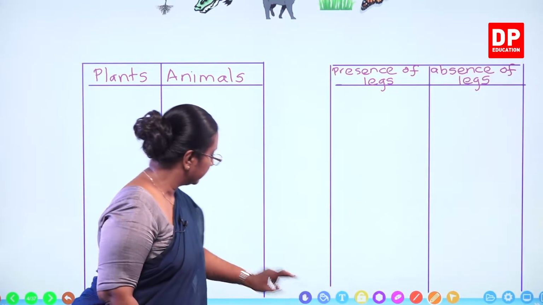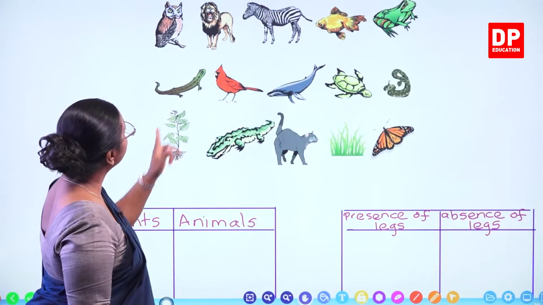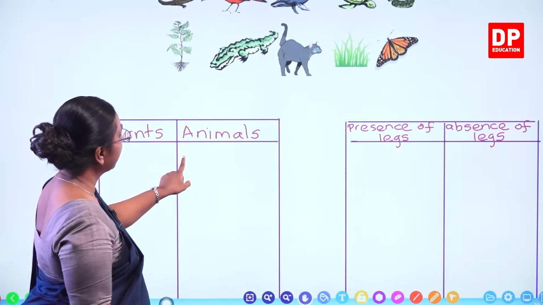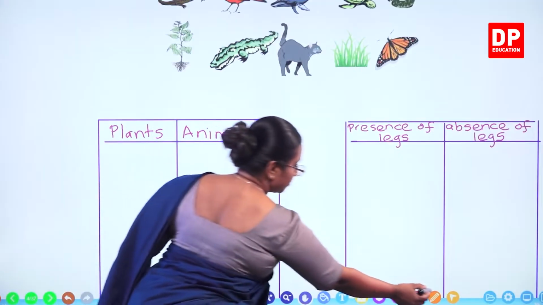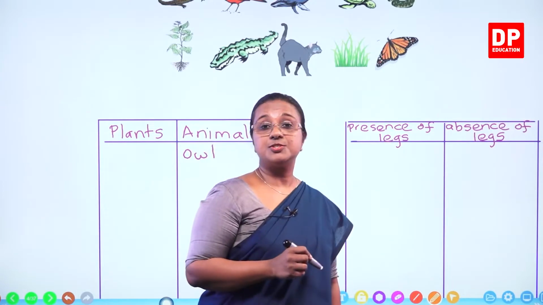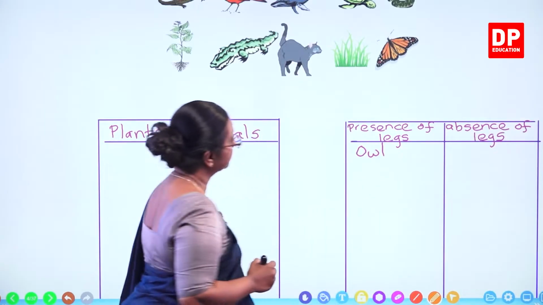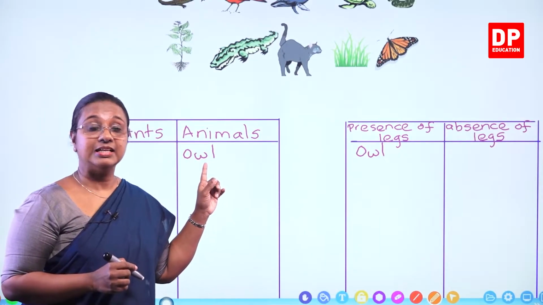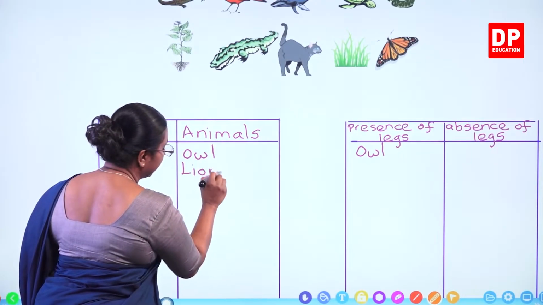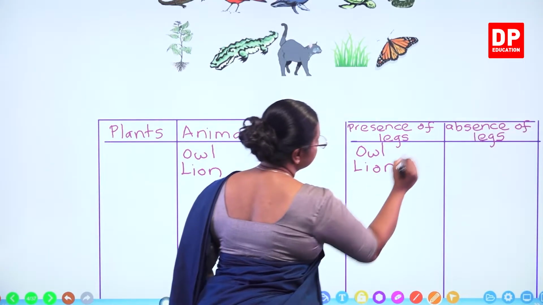Then if we look at the organisms here, you all can look at the organisms. So we have the owl, lion and zebra. Owl, where does this come? It will come under animals here. How about presence or absence of legs? It has legs. So that also comes under presence of legs. Then we had the lion. Where does that come? Again, animals. So lion comes under animals. Does it have legs? Yes. So here it comes under presence of legs.